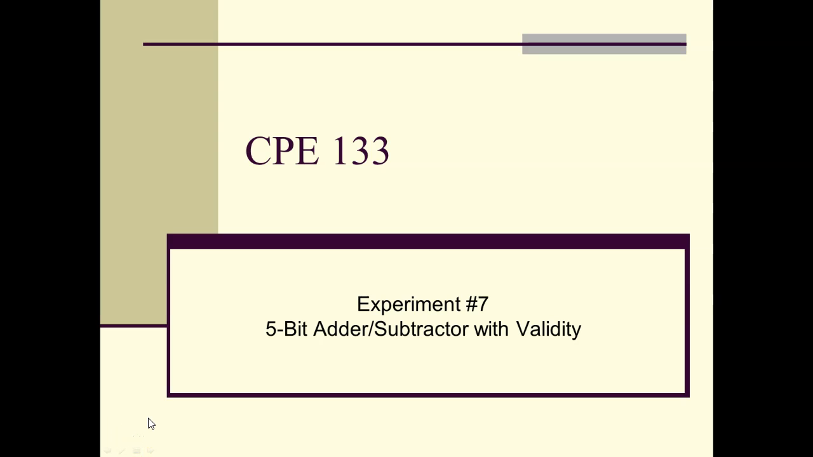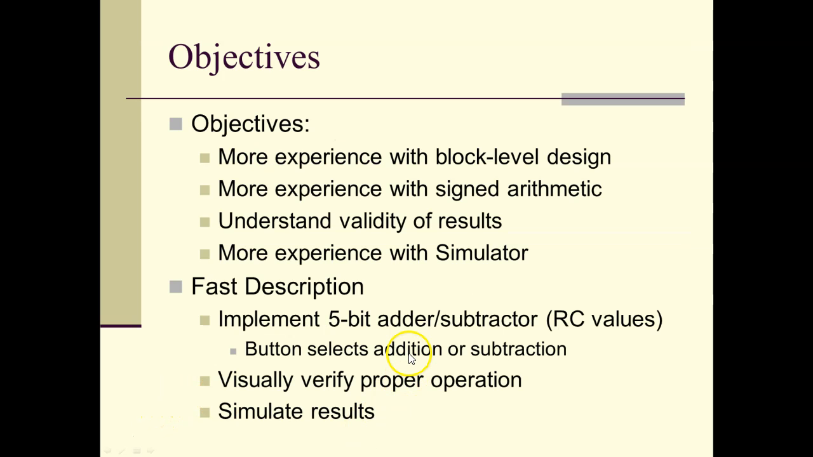This is CPE 133. This is experiment 7. What we're going to do in this experiment is design a 5-bit adder-subtractor unit with a validity check. So objectives in this experiment are simply more experience with block level design.